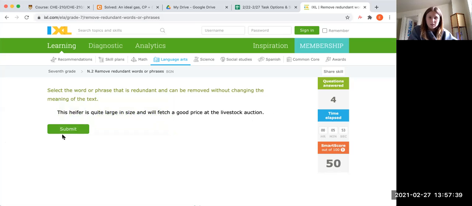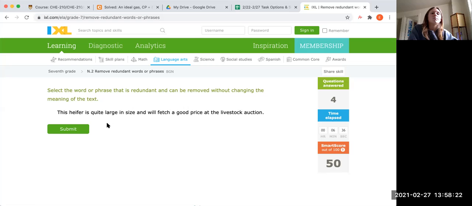This is going to be our last example. So let's try this one: This heifer is quite large in size and will fetch a good price at the livestock auction. This one again was a little bit tricky for me at first. I think the main way to go about this is to look for words that have similar meaning and are usually very close to each other. A lot of times when you're writing, maybe you're trying to add more description, but actually you just add more words that aren't really adding to the meaning.